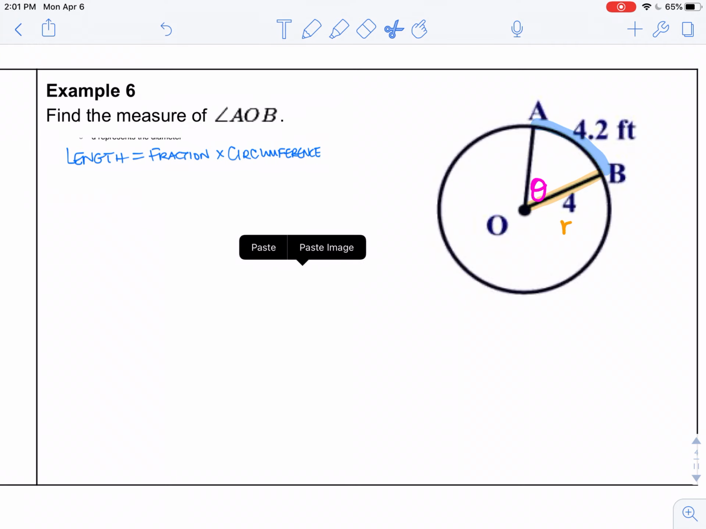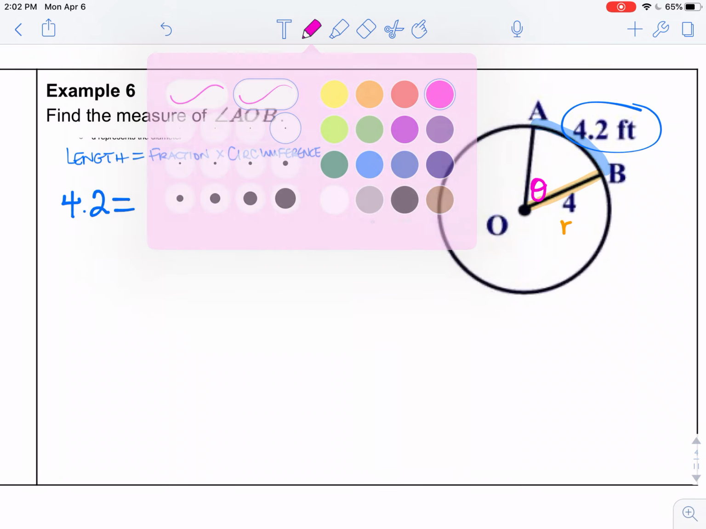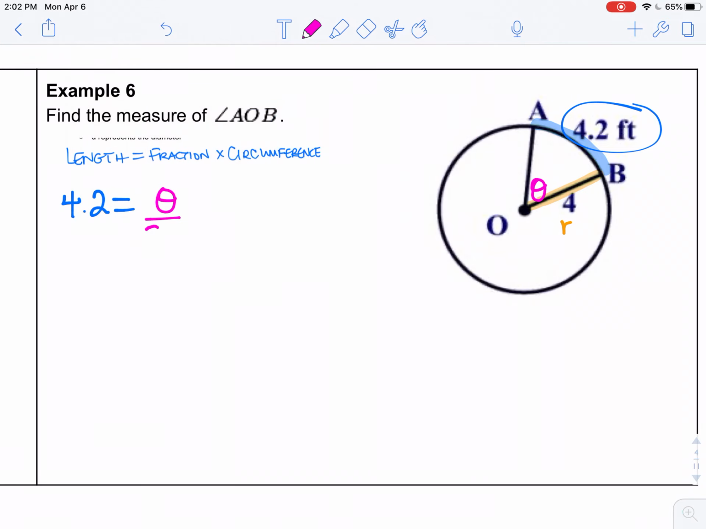All right, so I want to find the measure of angle AOB, so I'm going to have a little bit of working backwards to do here. My length, I already know that piece. My length is 4.2, so I'm going to plug that in. My fraction, I don't know how many degrees I have, but I know it has to be out of 360. And then circumference, since I have my radius, I'm thinking 2 pi r, or 2 times pi times 4. I can choose to clean it up a little bit and take 2 times 4. So I have 4.2 equals theta over 360 times 8 pi.